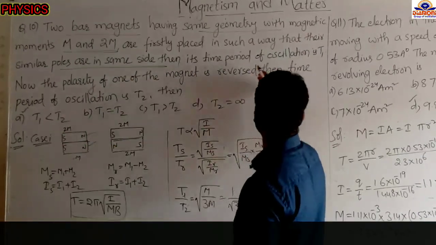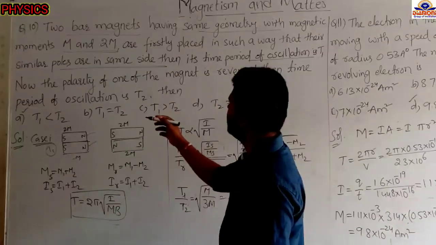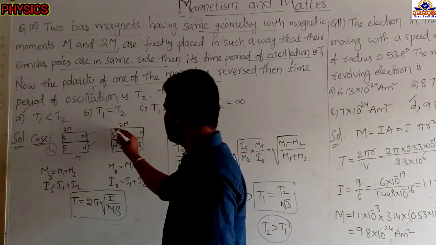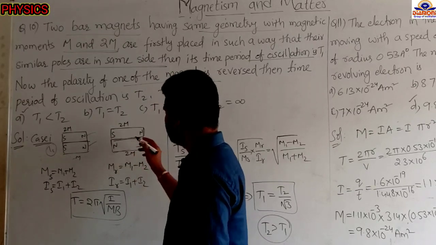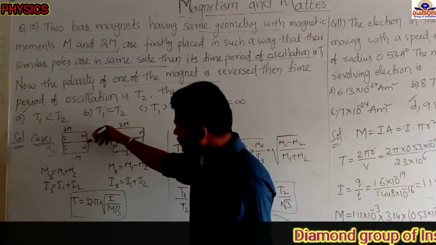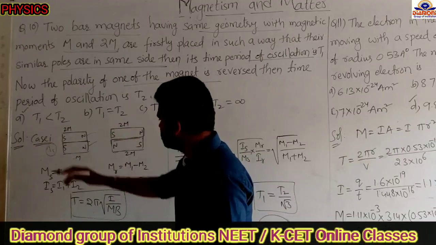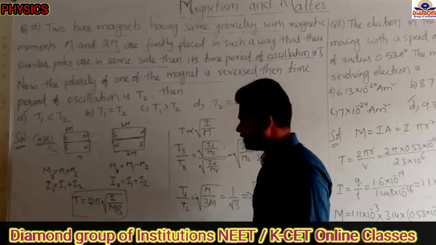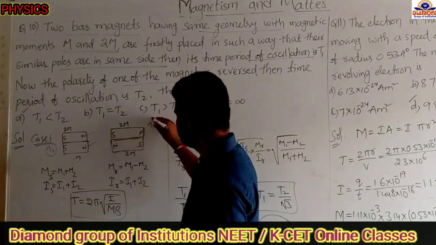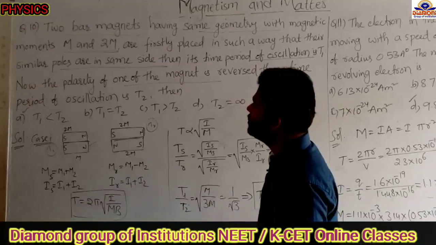In the first case, the time period of oscillation is T1. Now the polarity of one of the magnets is reversed. The top one was north-south only, now this will become north side here, south side here. So polarity is changed. In the first case, similar poles are on the same side, north to north, south to south. Here unlike poles are on the same side, north to south, south to north. In this case the time period is T1, in this case T2, and they are asking for the relationship between the time periods T1 and T2.